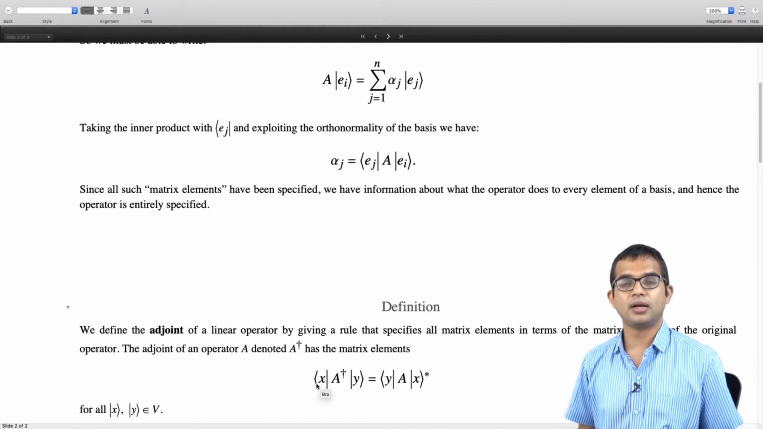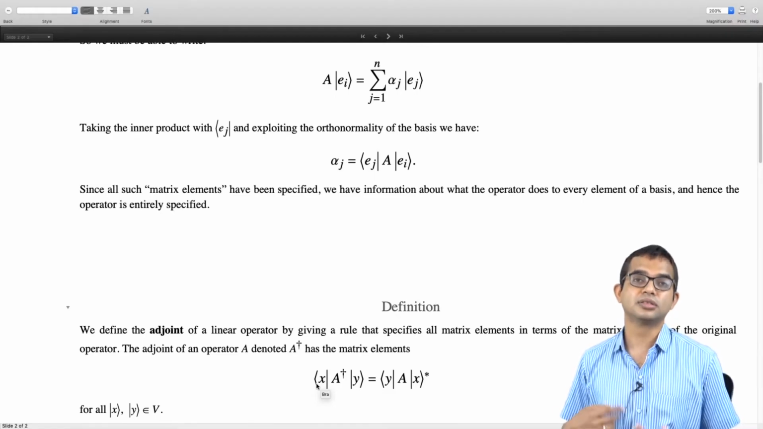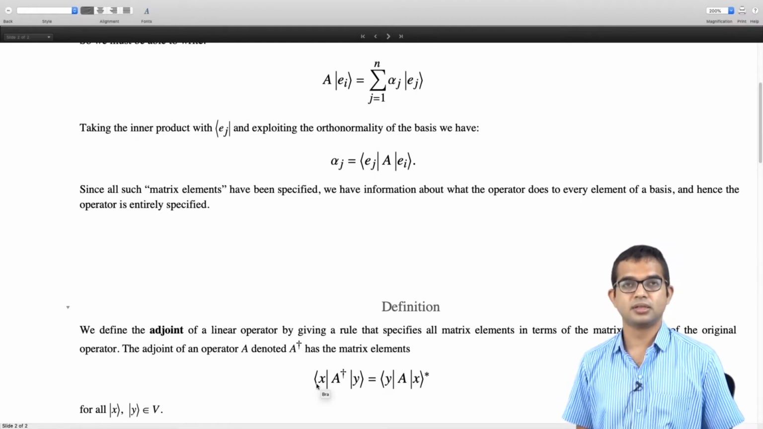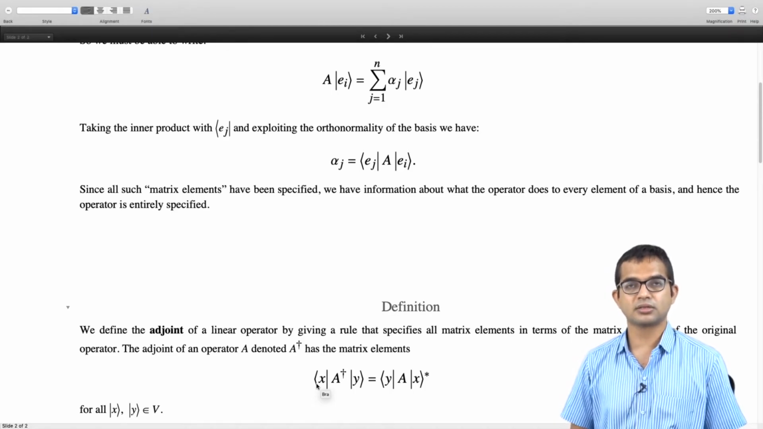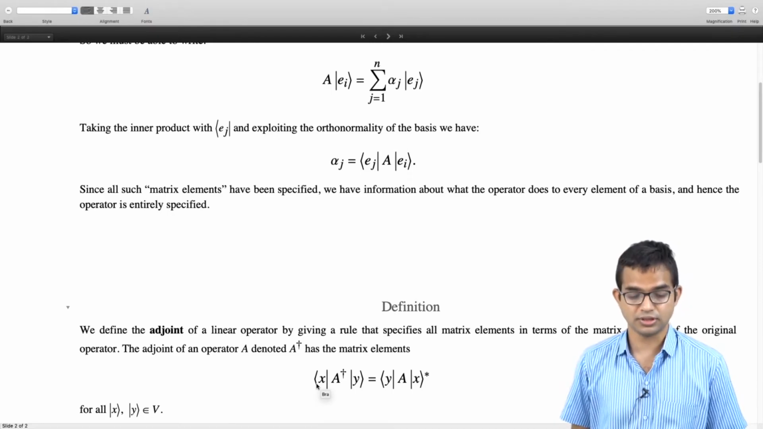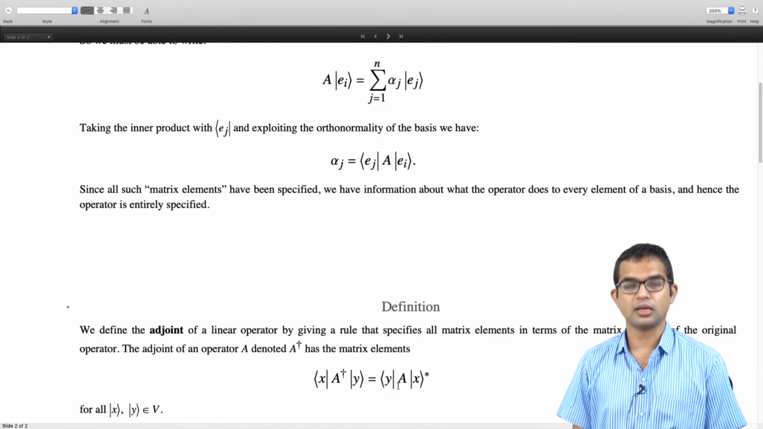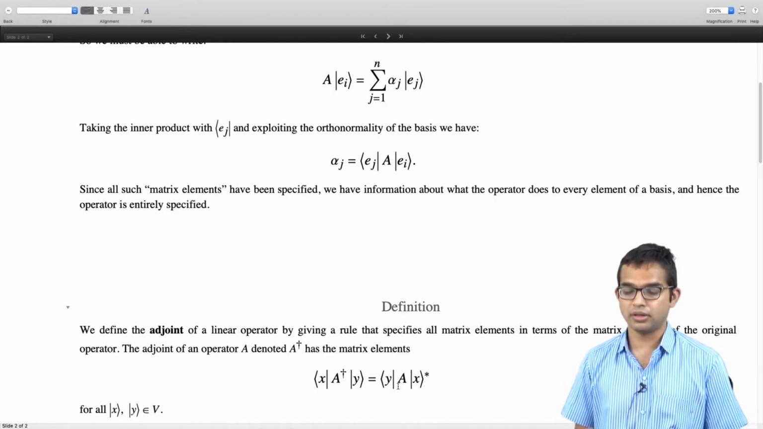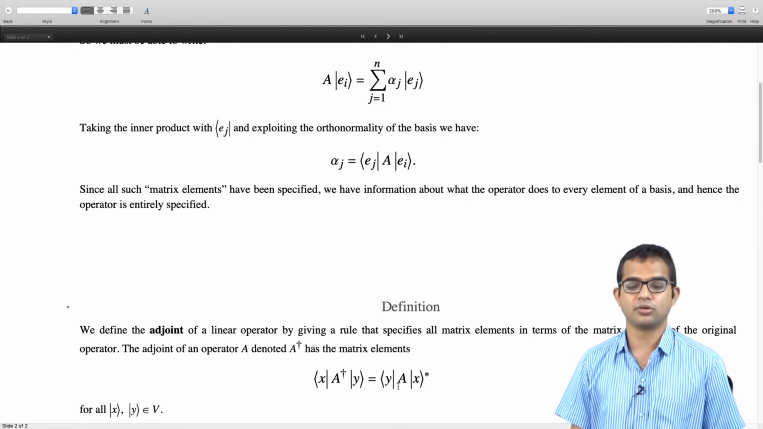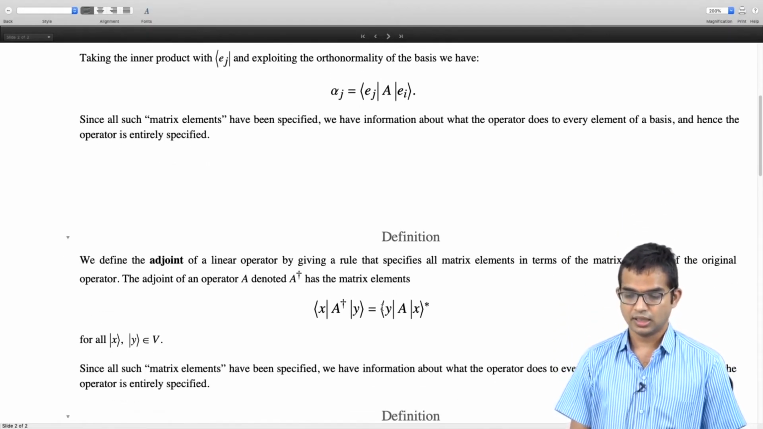It's simply given by this relation. If you want to find the matrix element ⟨x|A†|y⟩, it is given by ⟨y|A|x⟩*. So you must flip the ket and bra vectors: x goes into the place of y and y goes into the place of x, and you must also do this complex conjugation. That's the definition of the adjoint of this operator A. Since the operator A has been defined, all its matrix elements are known, and therefore all the matrix elements of A† are known, and A† itself is completely defined by this definition.